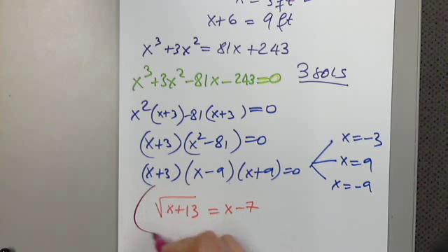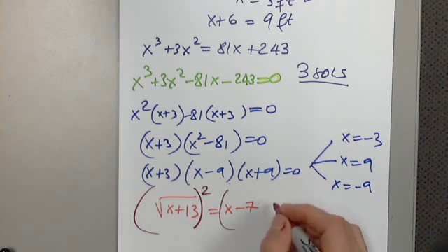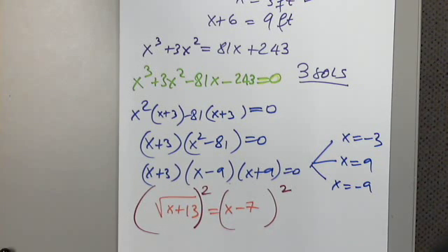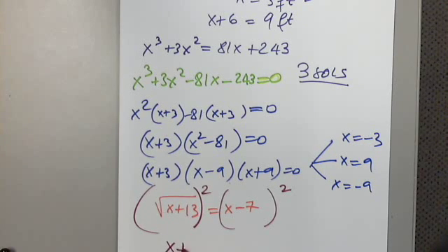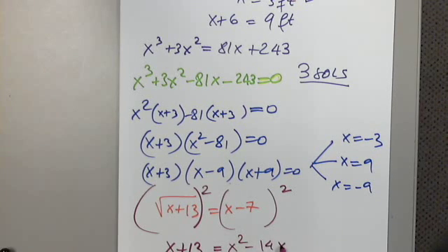Yes, but remember we square the left-hand side as 1 unit and we square the right-hand side as 1 unit. Do not try to square term by term. That would be incorrect. Okay, the left-hand side is x plus 13, and the right-hand side is? X minus 7 squared. X squared minus 14x, perfect, plus 49. Plus 49. Awesome.